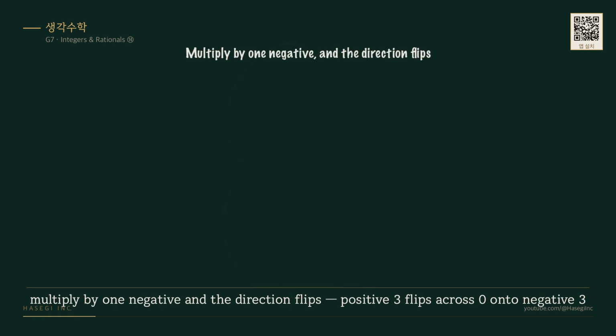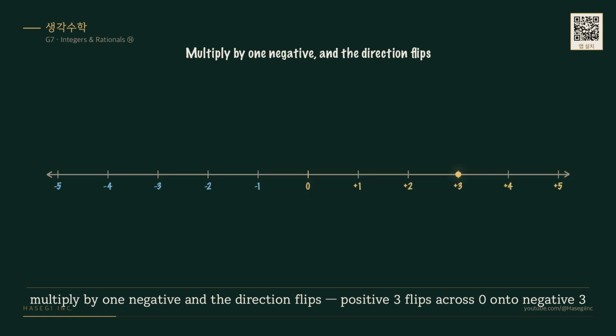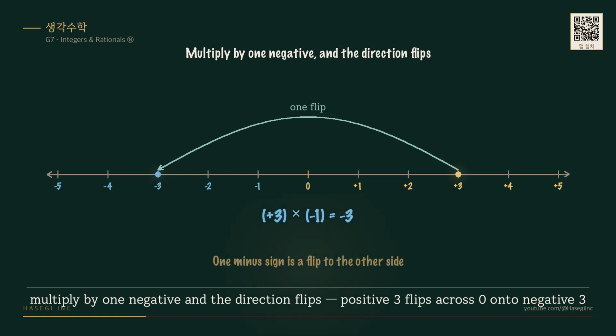Multiplying by one negative flips the direction. Take positive 3 on the number line and multiply it by negative 1. It flips across 0 and lands on negative 3. One minus sign is just a flip to the other side.